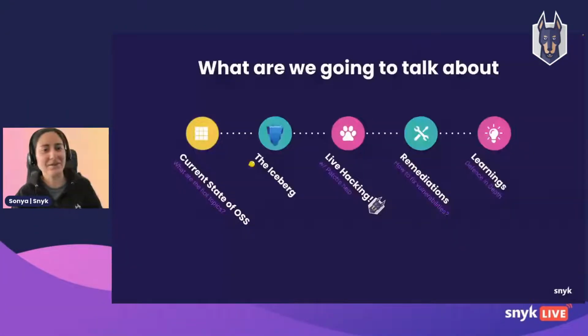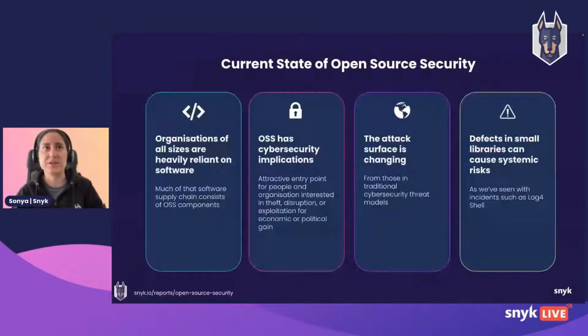So what are we going to talk about today? We're going to have a look at what is the current state of open source software. What are the hot topics? We're going to have a look also at the iceberg. And you might be wondering, like this little emoji, what is the iceberg? I'll explain it to you. We're also going to do some live hacking with the help of Patch. Patch is our little mascot, little dog. Obviously, we're going to remediate all of these vulnerabilities, and we're going to see the learnings and some defense in depth tips. Cool. So let's start with the current state of open source security.